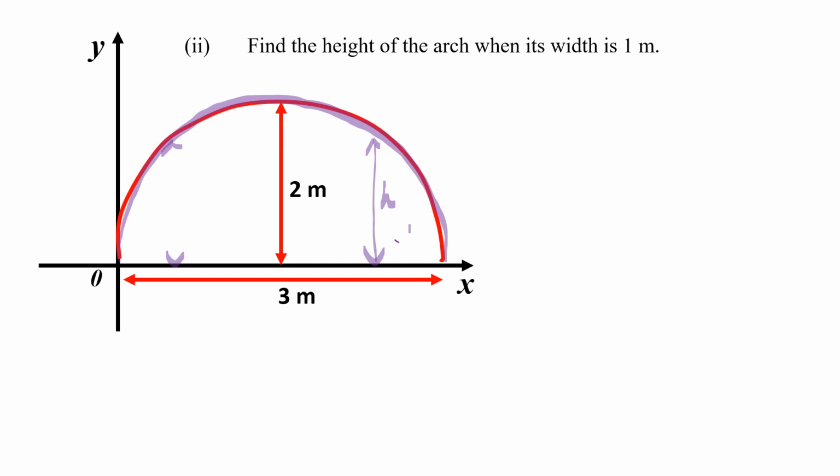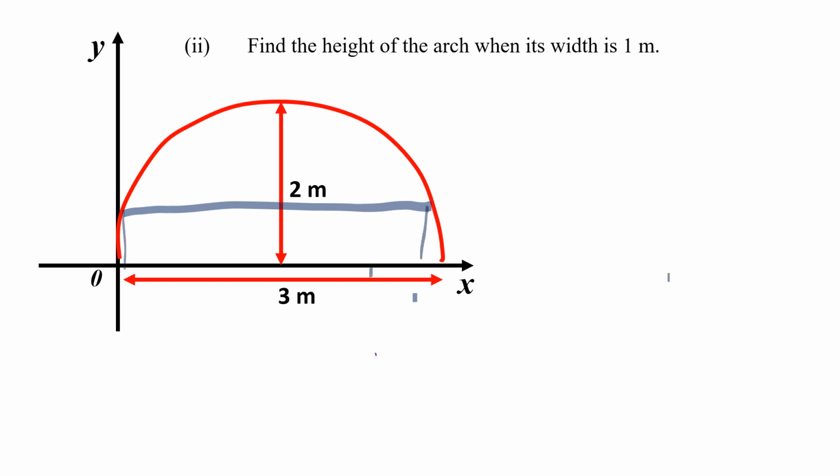The width can also refer to from here to here, which will be your maximum width, which is 3 meters. Or it can be from here to here. So with different widths of the arch, you will have different heights. If that is the width you're talking about, then this is the height you're referring to. And if you're talking about the width from here to here, then obviously the height is 0.